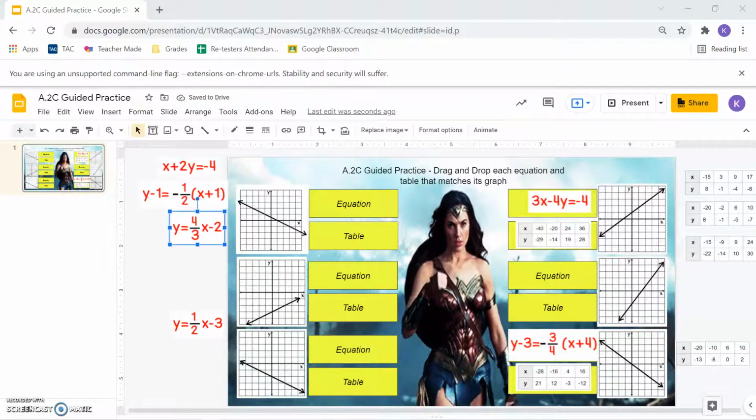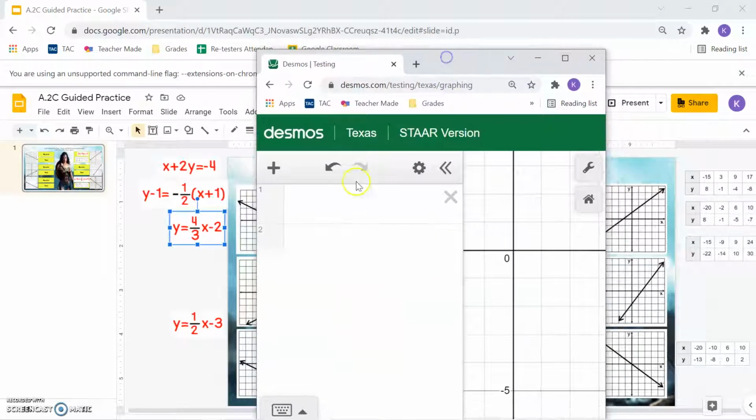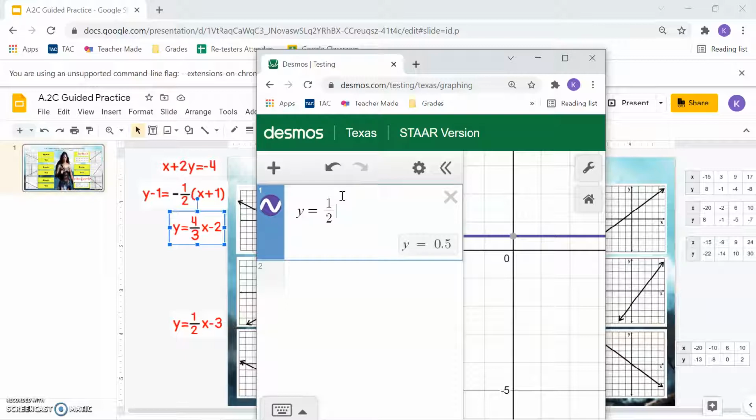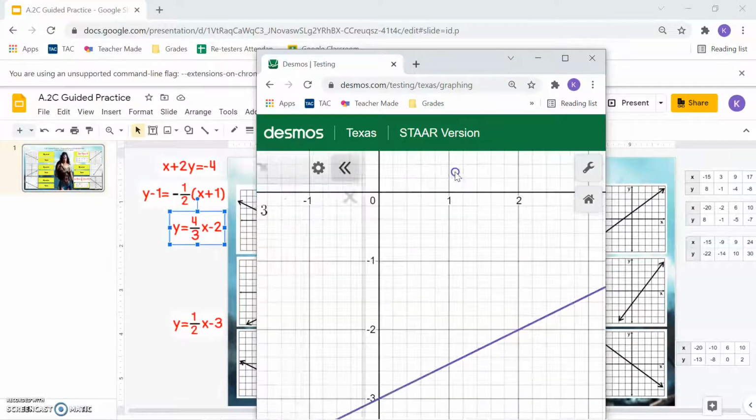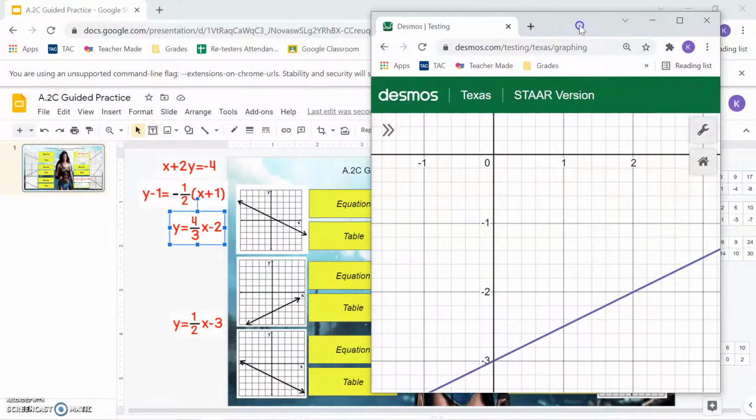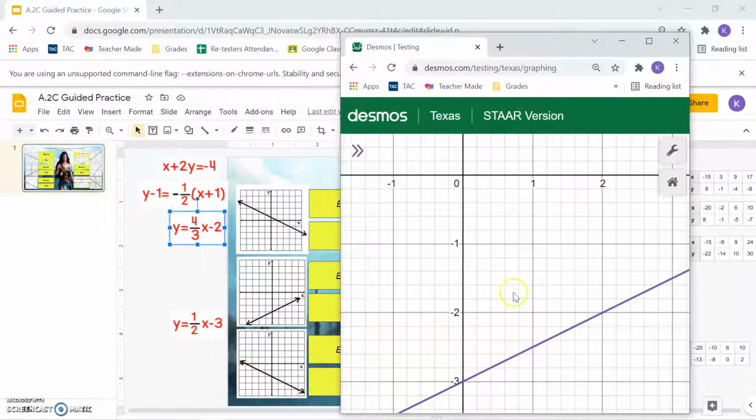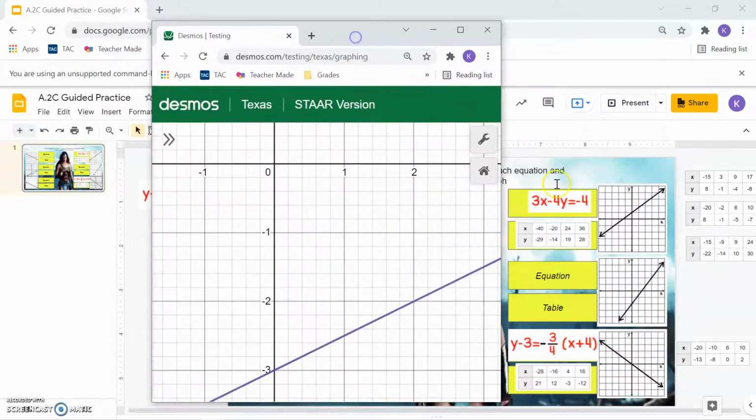I'm gonna get Desmos calculator. And I'm gonna do y equals 1 over 2 x minus 3. And I'm going to look for this graph. See how the line is going up? And it's crossing right here at 1, 2, 3. Negative 3, negative 3. Let's check other ones.